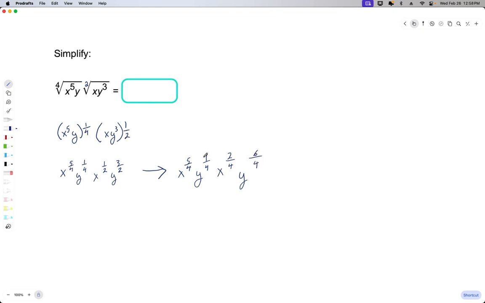So now we can combine our like terms. So I have x and x, 5 over 4 and 2 over 4. That's going to be x 7 over 4. And then I have y 1 over 4 and 6 over 4. That's going to be y 7 over 4. So that would be your solution: x to the 7 over 4 and y to the 7 over 4 for that problem.